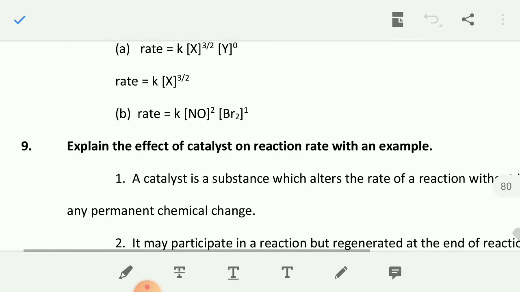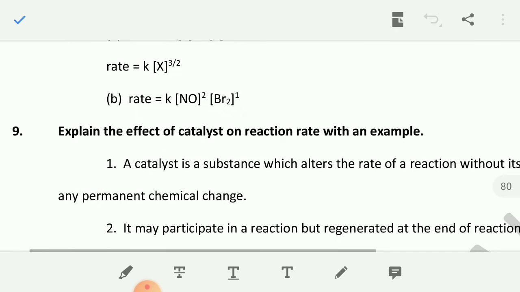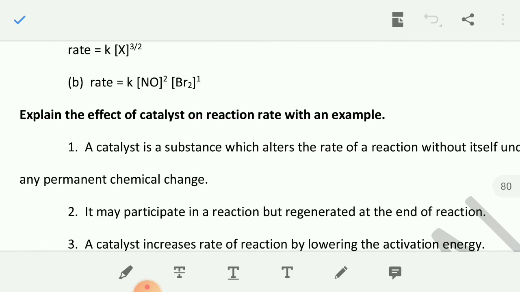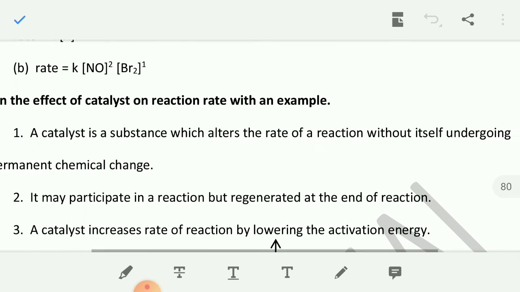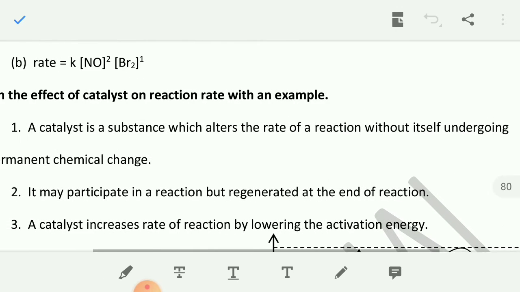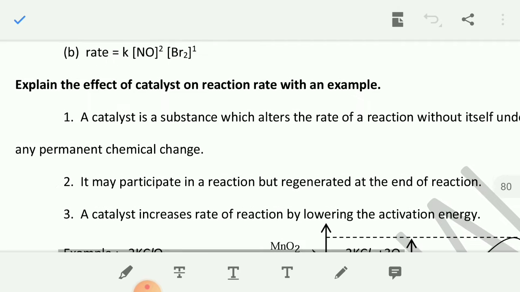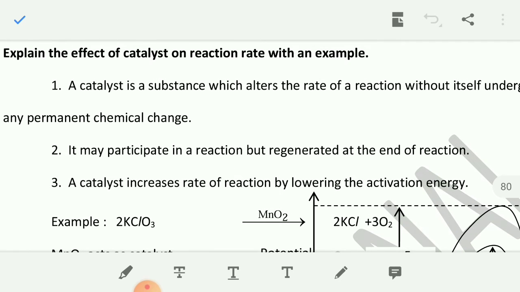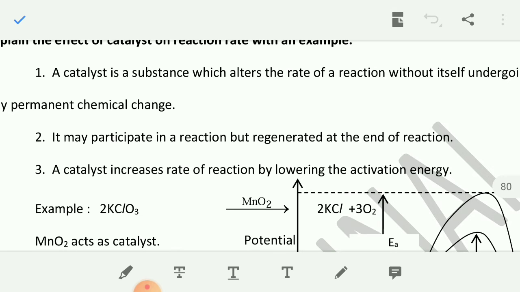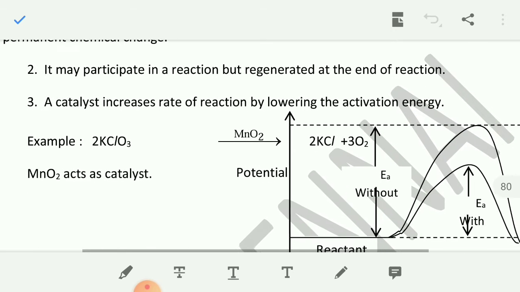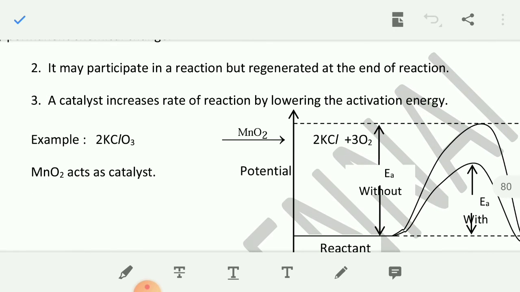Okay. Explain the effect of catalyst on reaction rate with an example. What is a catalyst? A catalyst only changes the speed of the reaction, and is not altered in the chemical reaction. A catalyst is a substance which alters the rate of reaction without itself undergoing any permanent chemical change. It may participate in the reaction but is regenerated at the end. A catalyst increases the rate of reaction by lowering the activation energy. Let us consider an example, 2KClO3 gives 2KCl plus 3O2. Here MnO2 acts as a catalyst.